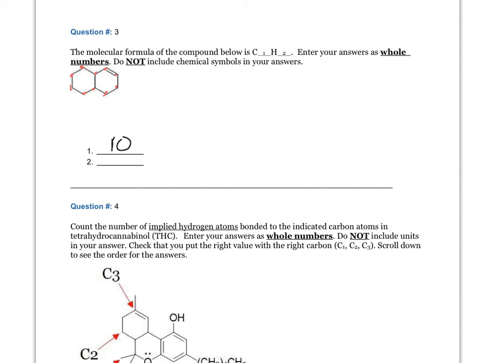Hydrogen atoms: 2, 4, 6, 8, 10, 11, 12, 14, 16. There are 16 hydrogen atoms.